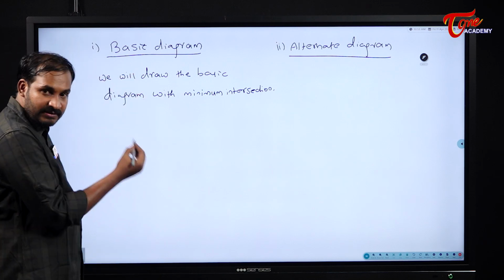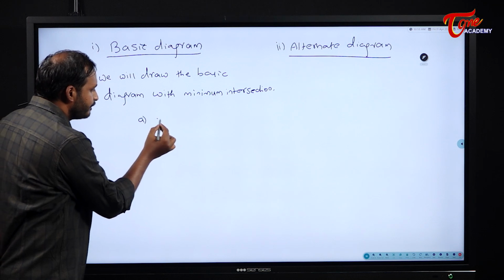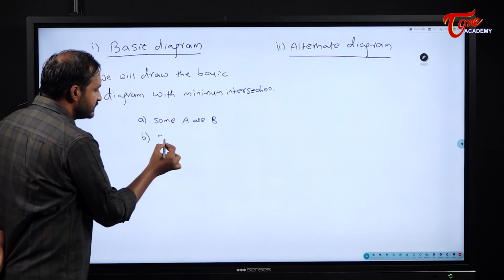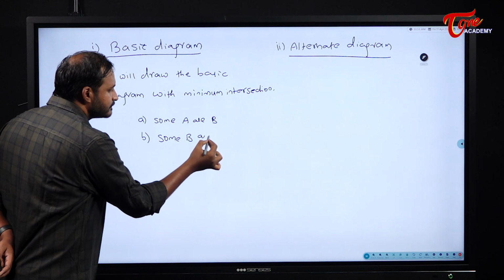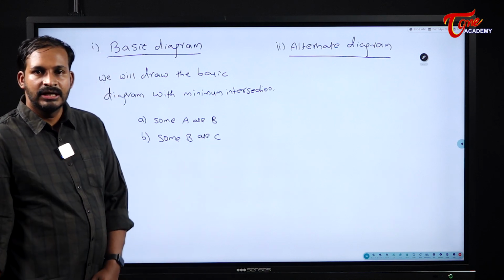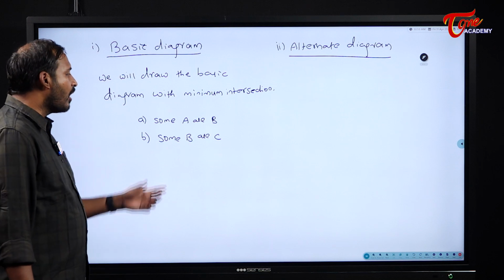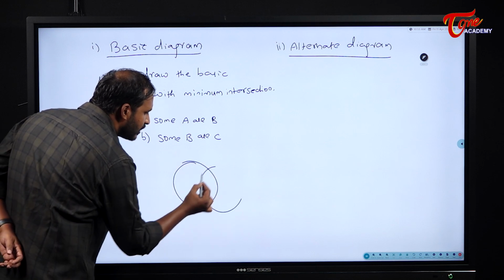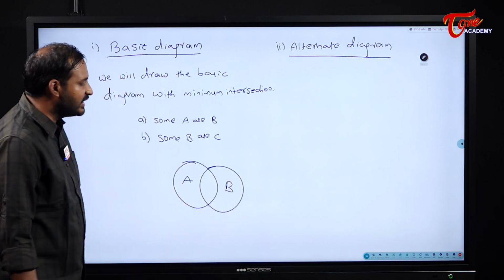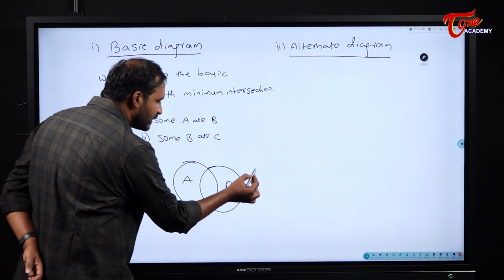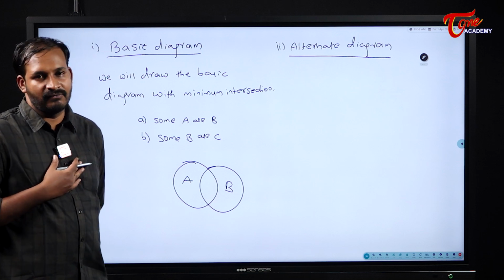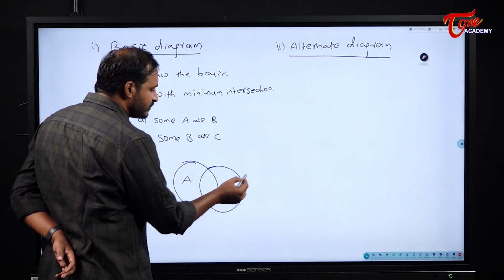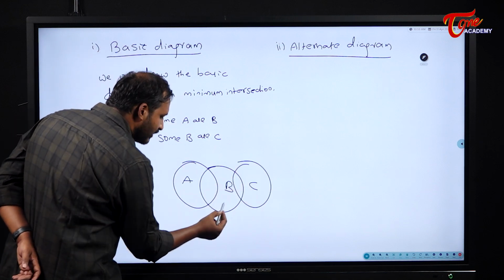For example, I have some statements something like this. First statement is some A or B. Next statement is some B or C. Now, see here, these are two statements which were given to me. Now, how will I draw this basic diagram? See here, some A or B. Already we know how we will draw some A or B. Like this we will draw. Next one is some B or C. Where will I draw it? Sir, actually I can draw wherever I want, right? See, I just need to intersect C with B. I can draw here, there is nothing wrong in that. I can draw here, there is nothing wrong in that.